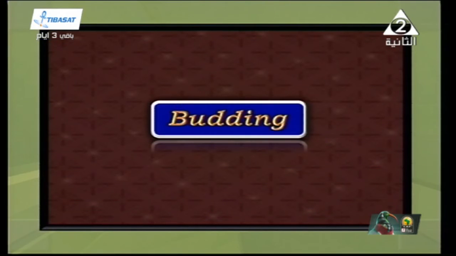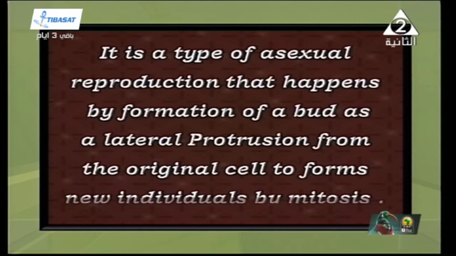Number two, the second type of asexual reproduction, which is budding, is a very simple type, and you can do it at home. We have a nice experiment for it. Well, budding, what is it? It is a type of asexual reproduction that happens by formation of a bud, which is a lateral protrusion, a kind of bulk, from the original cell to form a new individual by mitosis.